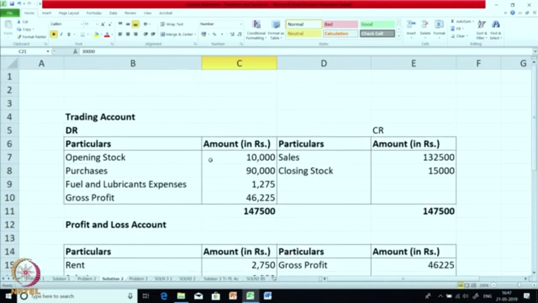This is a traditional way of writing it in a horizontal form, with debit on one side and credit on the other side. The more modern format is making an income statement in the vertical form, which we had already seen in the last case. Got it? Now let us go to the next one.